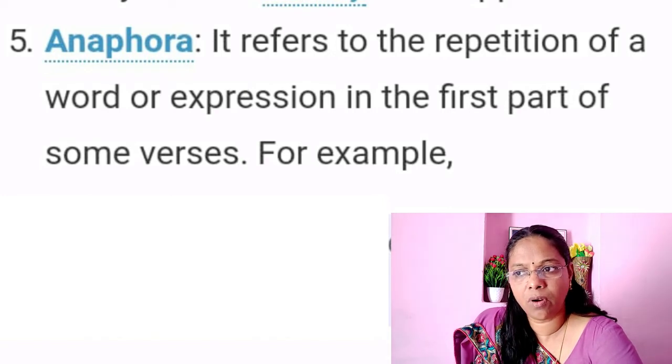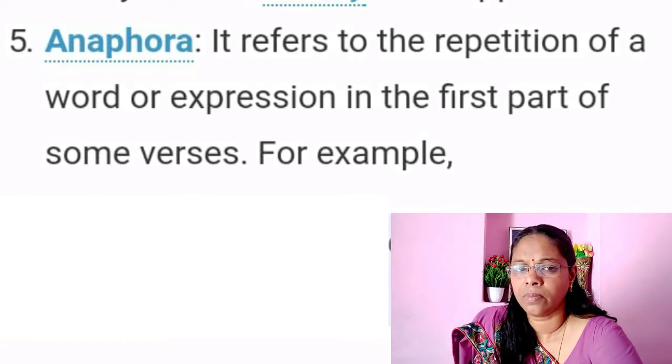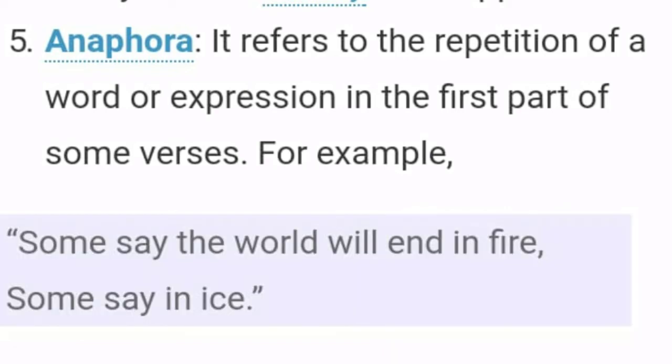If a line is repeating, we call it refrain. Repetition also we can say. Repetition is also a poetic device. Next, personification, that you have already learnt. Personification is to give human qualities to inanimate objects. Death has two hands.